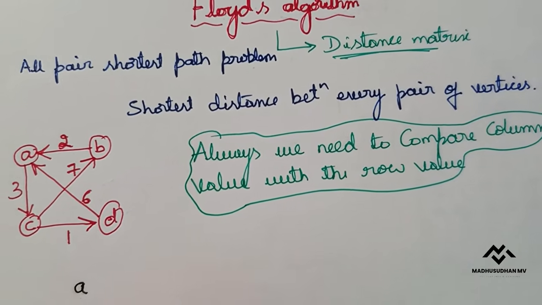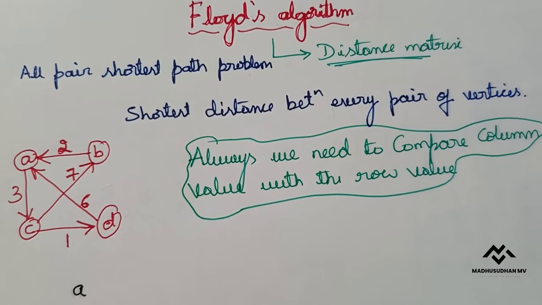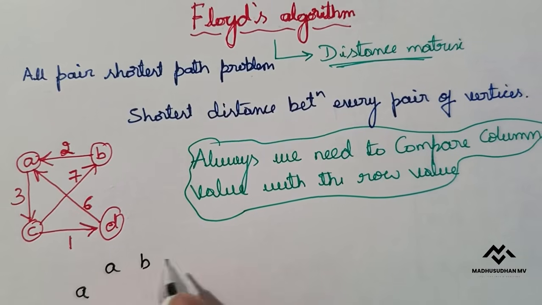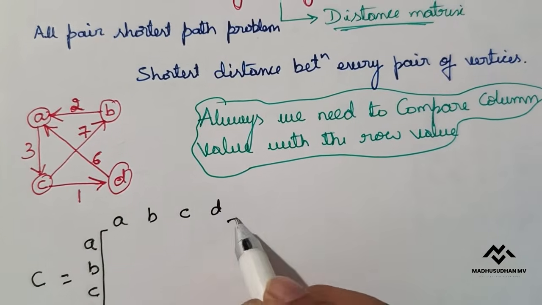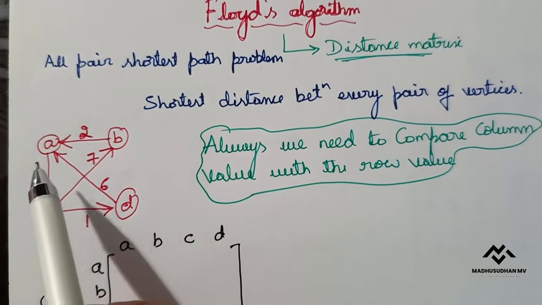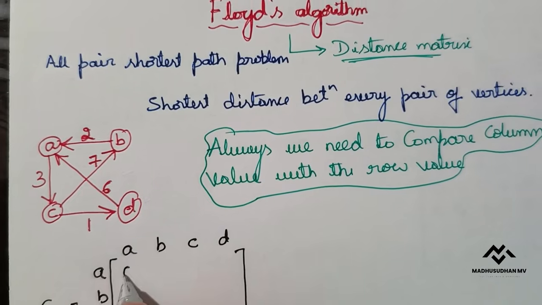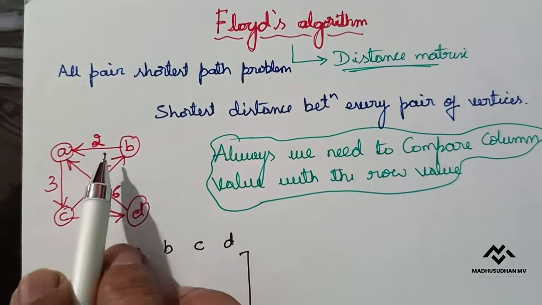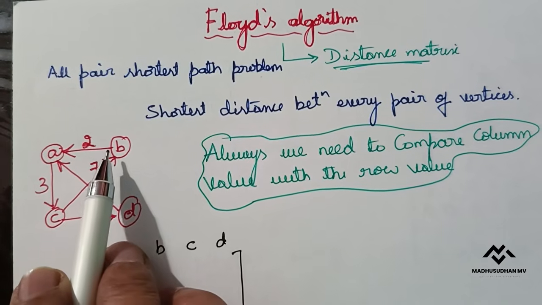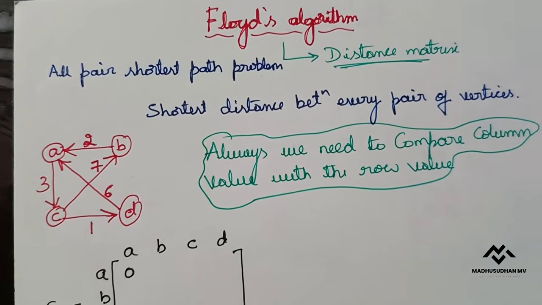Again, how many vertices are there here? 4. So that many rows and that many columns we need to write. Now what is the distance? A to A, I'm writing 0. What about A to B? Is there any direct edge from A to B? No, there is no direct edge from A to B. There we are writing infinity.